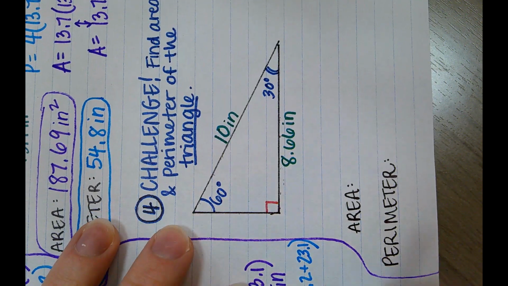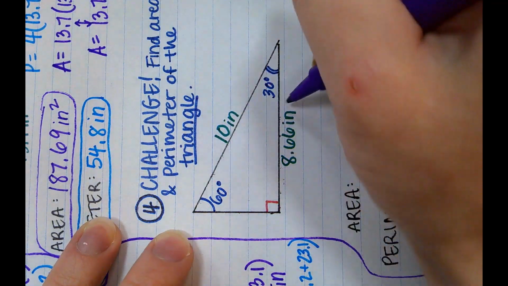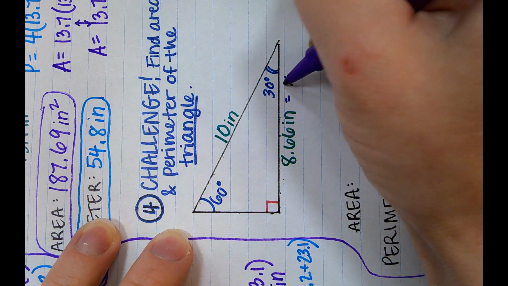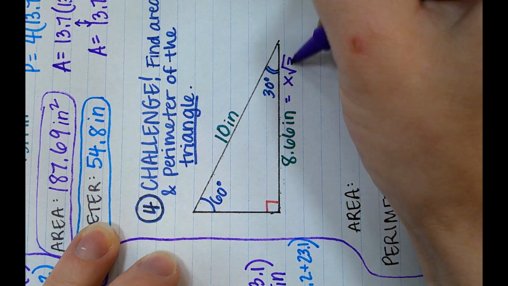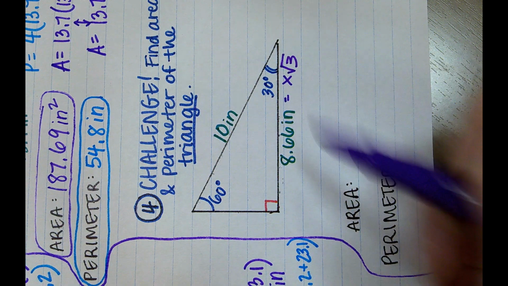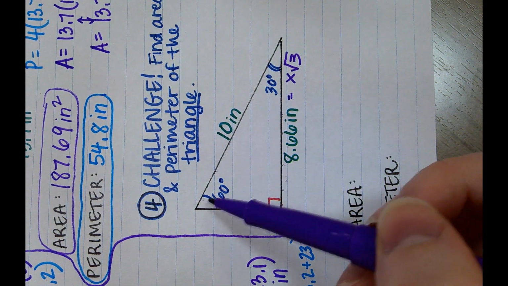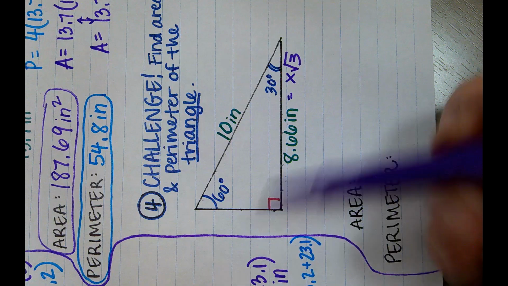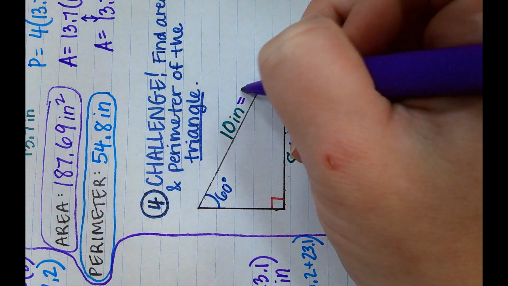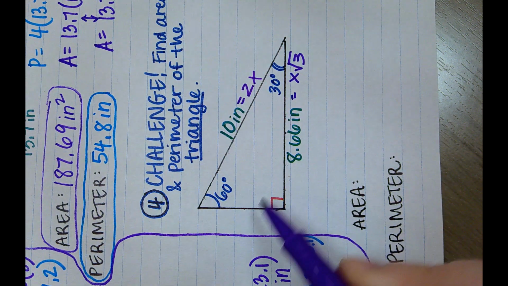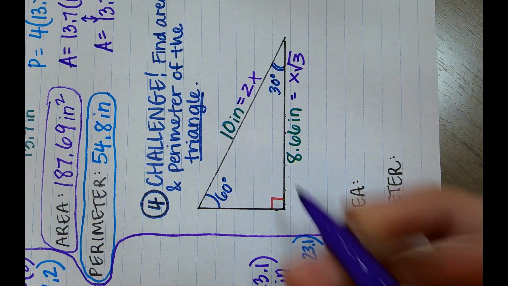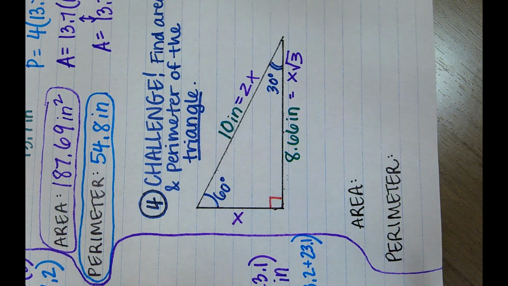Isn't that the one with x square root of 3? Yeah, the square root thing. This is our x radical 3. What is our 10-inch side labeled as? That's the 2x. And what's our shortest side? X.